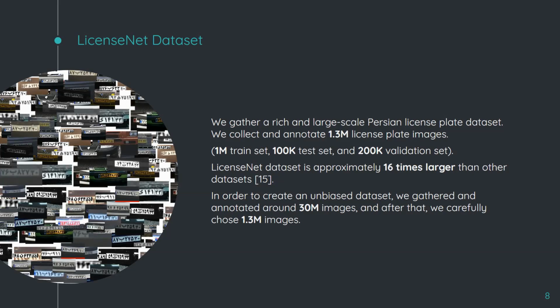In order to create an unbiased dataset, images in the LicenseNet dataset were captured with various cameras from different brands in different conditions like night or day, different weathers, and different shooting angles. Initially, we gathered and annotated around 13 million images, and after that we carefully chose 1.3 million so that every position of a character has a uniform distribution. And also, day and night images are balanced, and we have various license plate angles in the dataset.